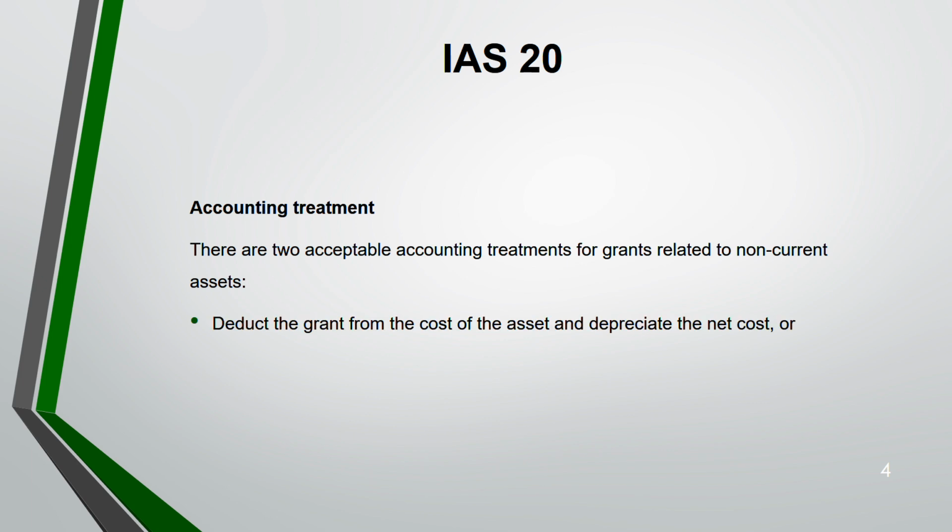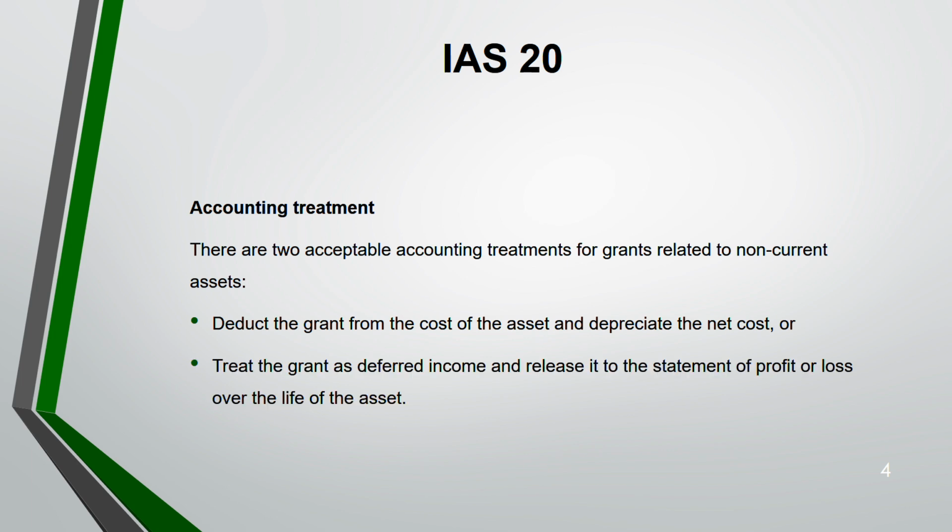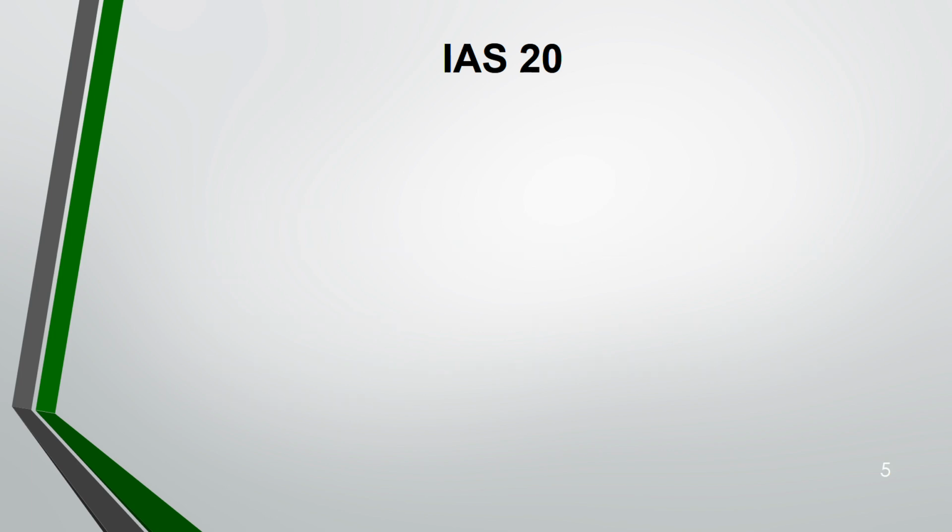First, either deduct the grant from your cost of asset and depreciate the net cost. Or second treatment, treat the grant as a deferred income and release it to the statement of profit or loss over the life of the asset, the same way you release depreciation or amortization. Okay. Next, grants that become repayable.